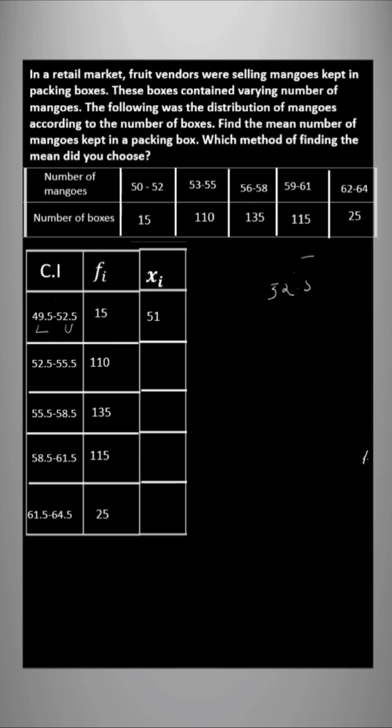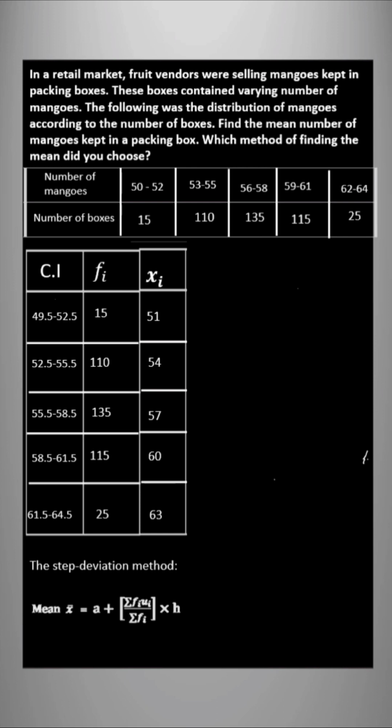Since the class size is 3, now we can go on adding 3 to each class mark to get the next one. 51 plus 3, what it is? 54. 54 plus 3, 57. 57 plus 3, 60. 60 plus 3, 63. Let us solve the problem by step deviation method. Here you can observe that both fi and xi are of bigger numbers. If we go on multiplying, it is very time consuming. So let us adopt step deviation method.